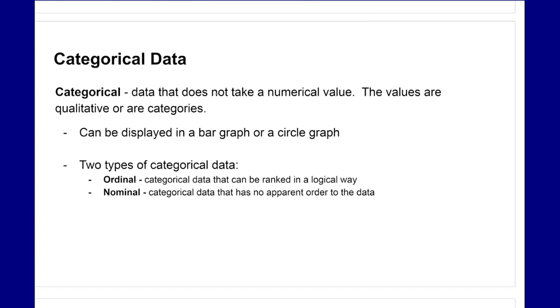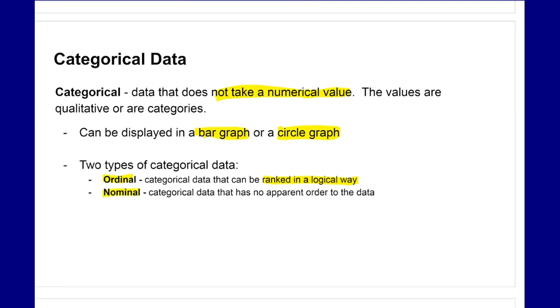So if we have categorical data, we tend to display it by using a bar graph or a circle graph. And within categorical data, there are 2 types. We have ordinal, which is categorical data that can be ranked in a logical way. We'll look at some examples. Maybe we're looking at something like agree or disagree on a scale of 1 to 10, that type of thing, because those scales would be our categories.